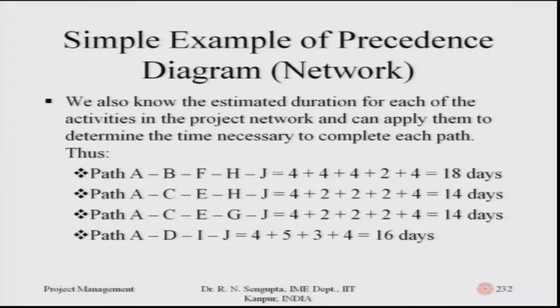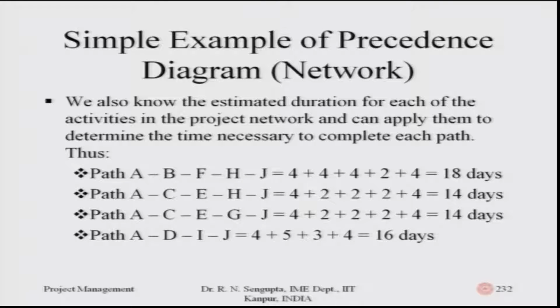We also know the estimated duration for each of the activities in the project network, and we apply them to determine the exact time necessary. So for example, if the durations of the jobs are given as in these four bullet points, path A, B, F, H, J has the durations accordingly as given. 4 is the time duration taken for completing the job. A, B, F, H, J is 5 in number, so there are 5 such durations. A takes 4.